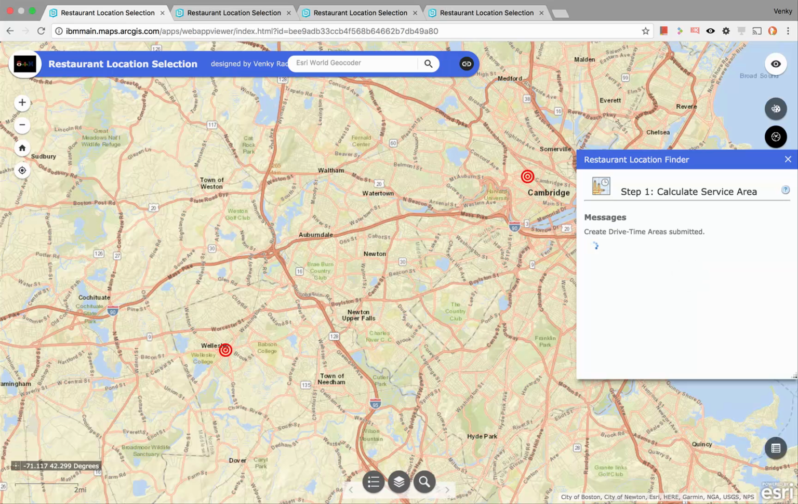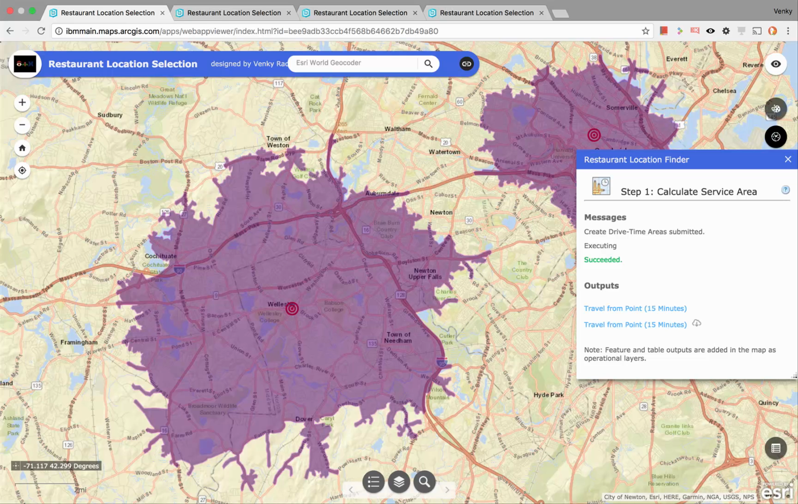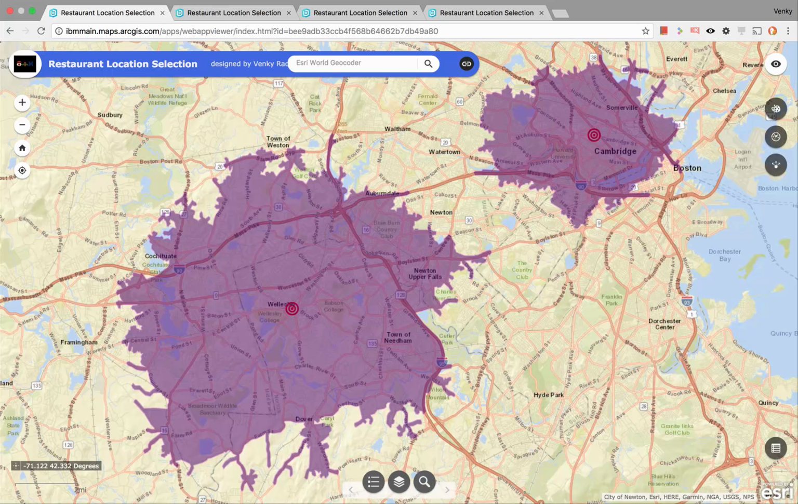While this analysis is running, let's quickly recap what we have done so far. We wanted to identify the best location for our restaurant, so we started with two potential locations, Cambridge and Wellesley. We then decided to calculate the drive time distance to each of these locations based on traffic at 6 p.m. on Fridays, so we can understand the typical areas where our customers are likely to come from. Instead of using usual traffic patterns at a certain time, I could also have used live traffic, which is something all of us use every day when we use various mapping applications on our smartphone to get from point A to point B. Our analysis is now complete, and you can see this visually represented on our map.